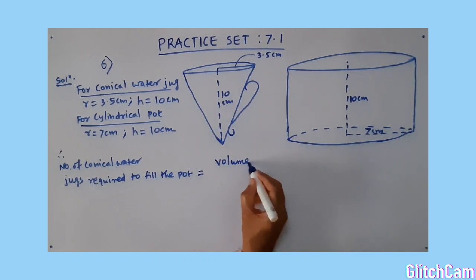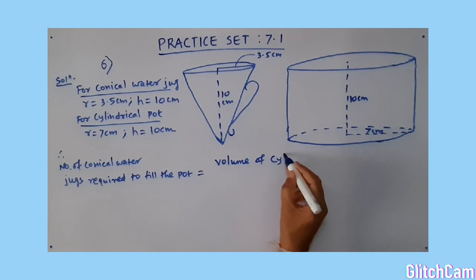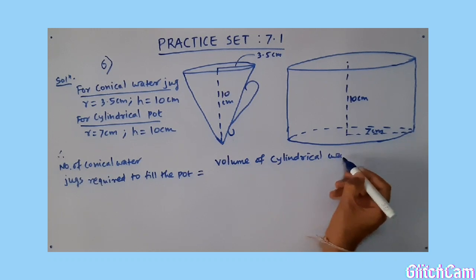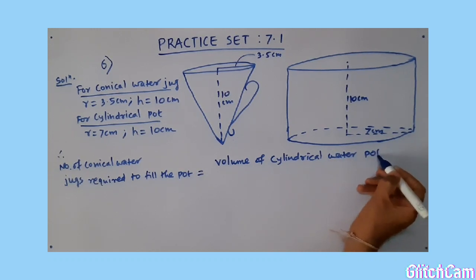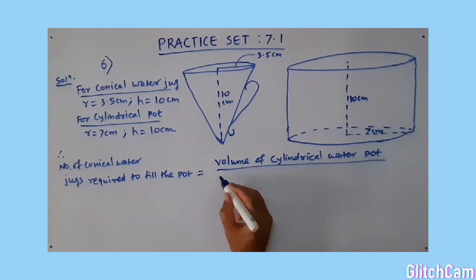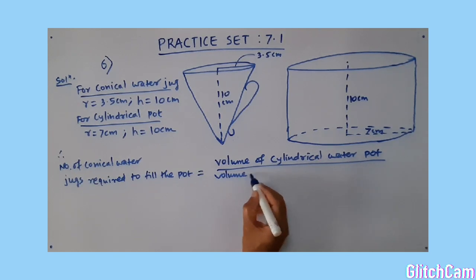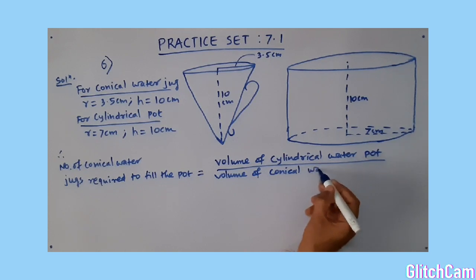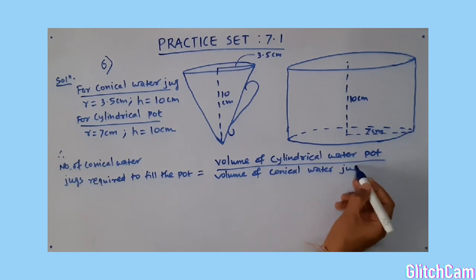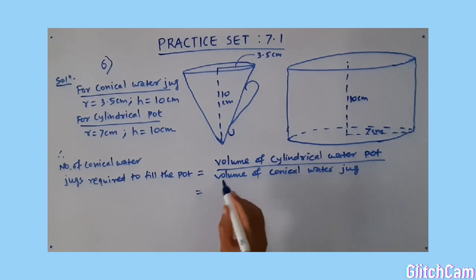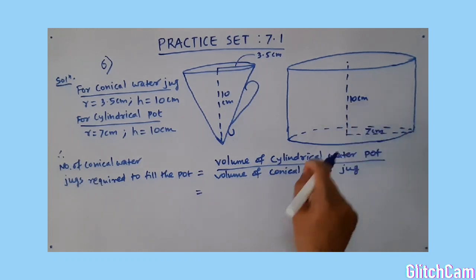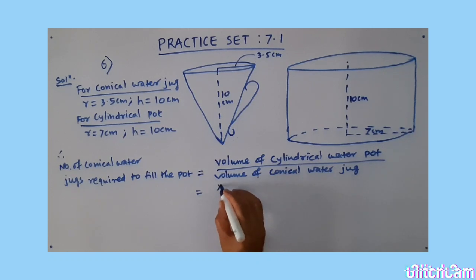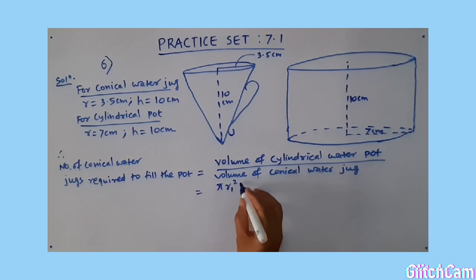So it is equal to the volume of the cylindrical water pot divided by the volume of the conical water jug. Now you must remember the formula. It's a formula for the volume of both cylinder and cone. Volume of cylinder is pi r1 square h1.